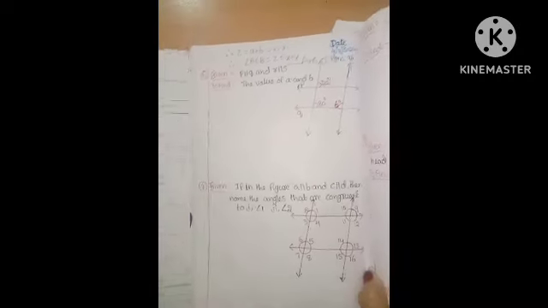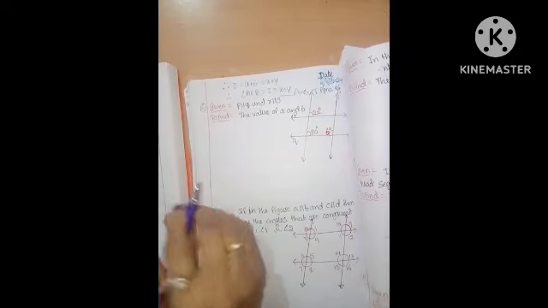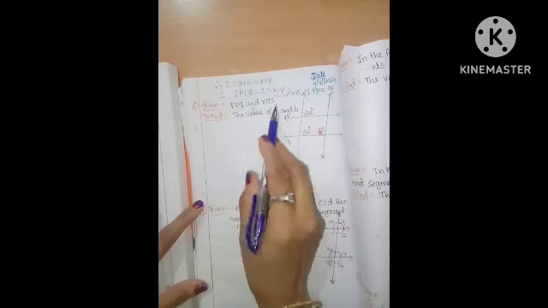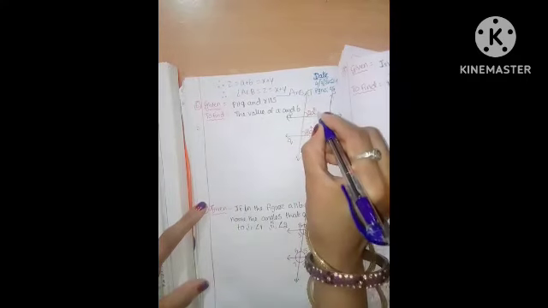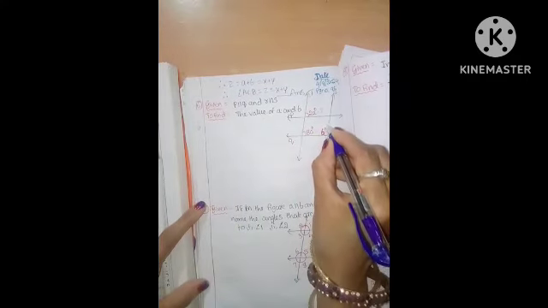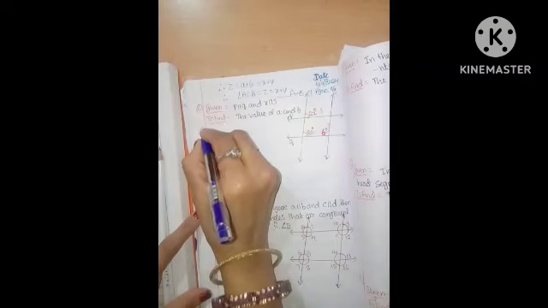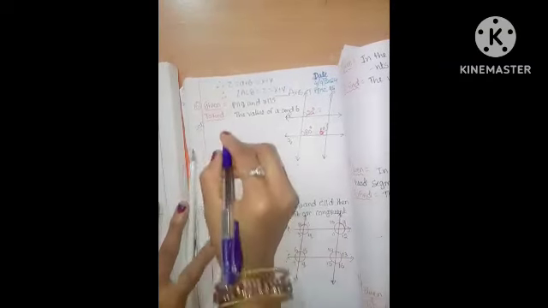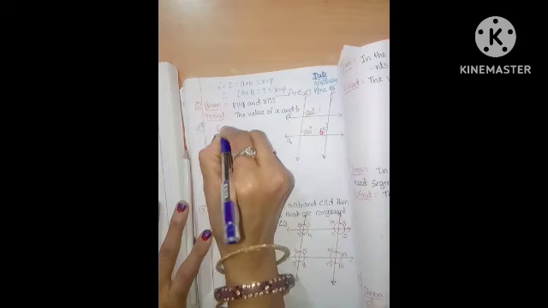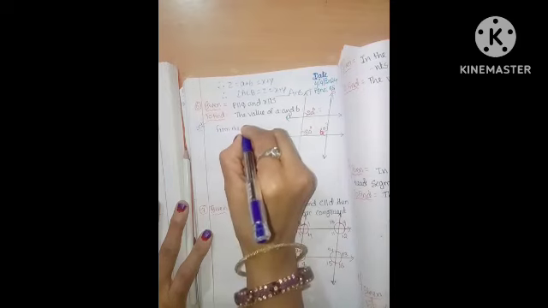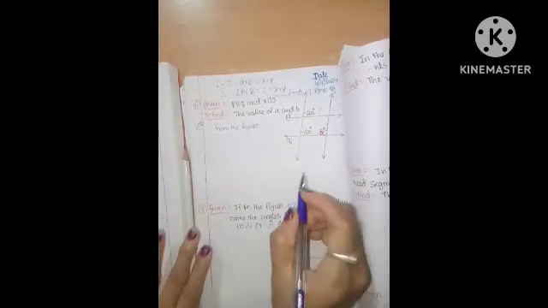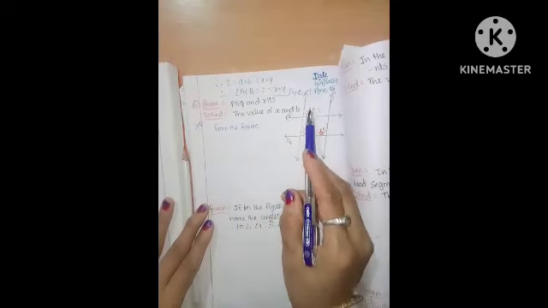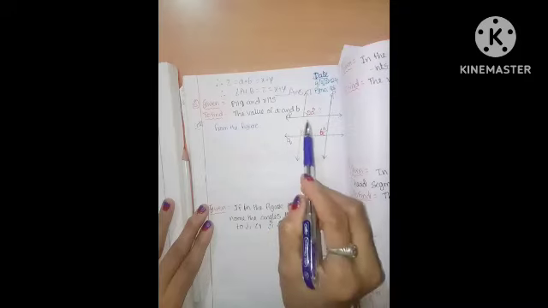First, how do we write the given data in our problem? Given: these two pairs of lines are parallel. To find: the values of A and B. Solution: from the figure, first observe this figure.